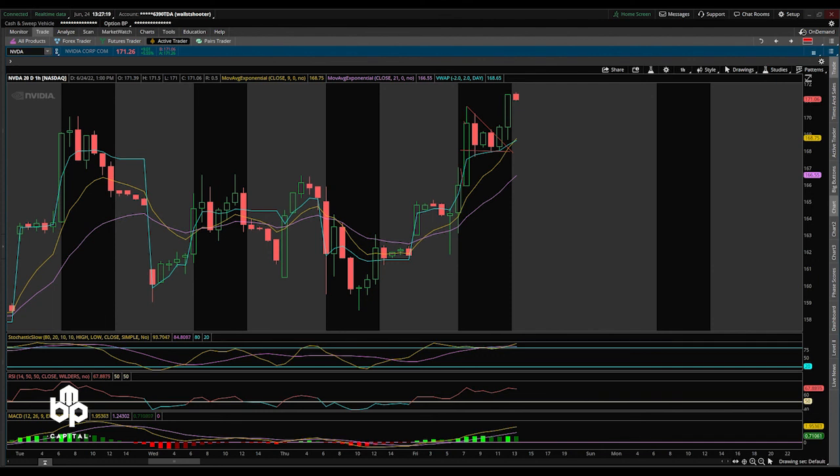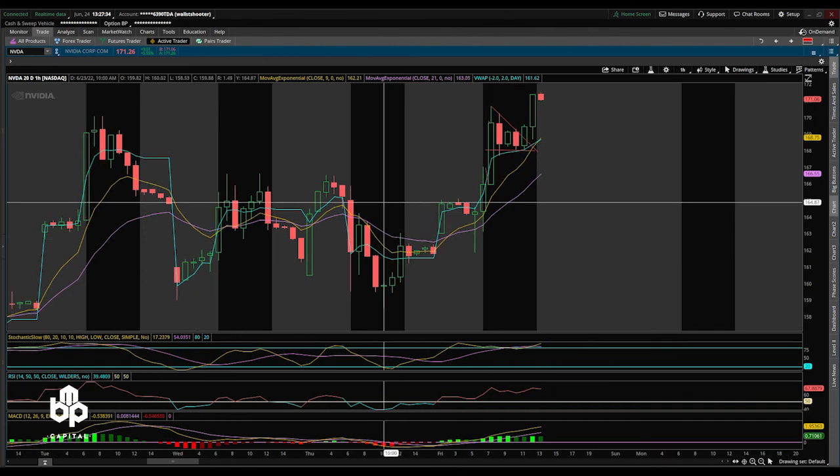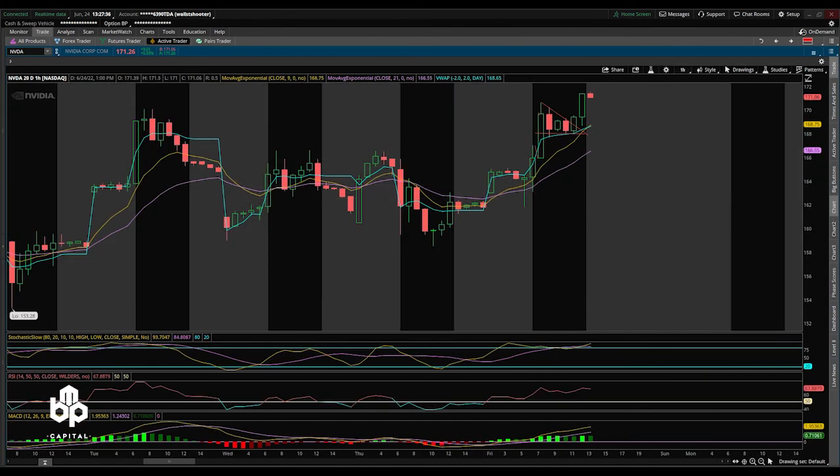So, moral of the story, man, find patterns that work for you. For me, I love flags, pennants, and then double bottoms or double tops. And I like cup and handles. You don't really see cup and handles a lot. Let me see if I can find a cup and handle.